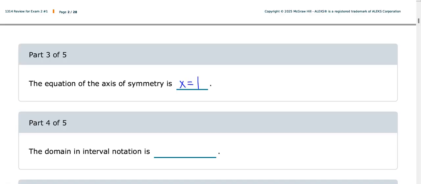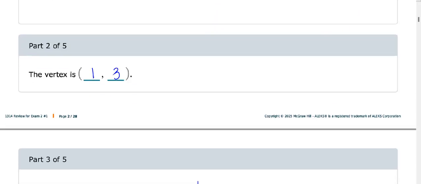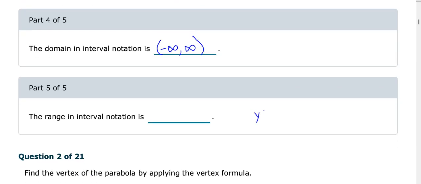The interval notation for the domain: what x's can you plug in? It's all real numbers. For every parabola, the domain is always all reals. Now for the range, those are the y values. The range starts here at 3. It can be any y value bigger than 3, but it starts at 3. So how do we say y has to be bigger than or equal to 3 in interval notation? We say 3 to infinity. Make sure it's a bracket on 3 because it can be 3.